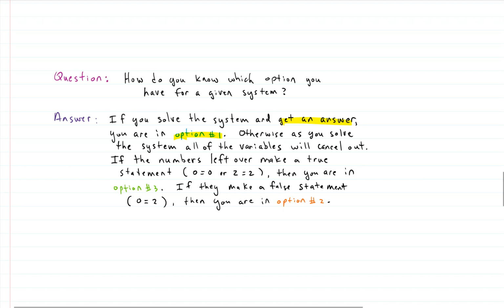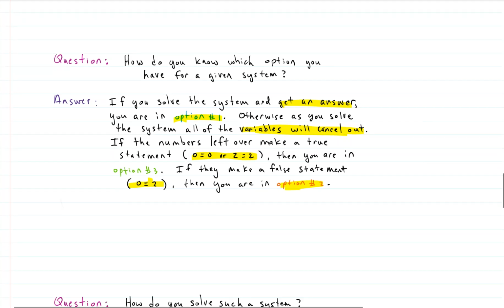If you go through and your variables drop out, they'll cancel out somehow as you're doing your algebra, then you know you're in option 2 or 3. If what is left is a true statement, like 0 equals 0, 2 equals 2, then you know that you are in option 3, which is the infinite solution category. If what you get is a false statement, when the variables drop out, like 0 equals 2, which is not a true mathematical statement, then you know you're in option 2, which is no solution. Not too bad, huh?